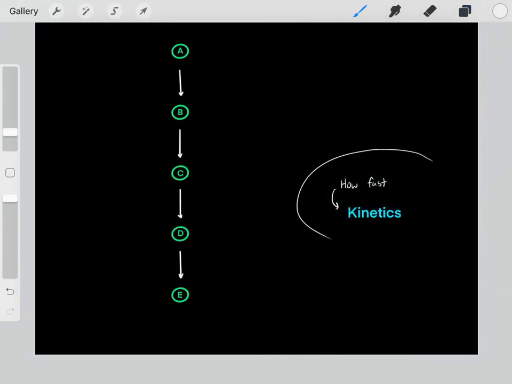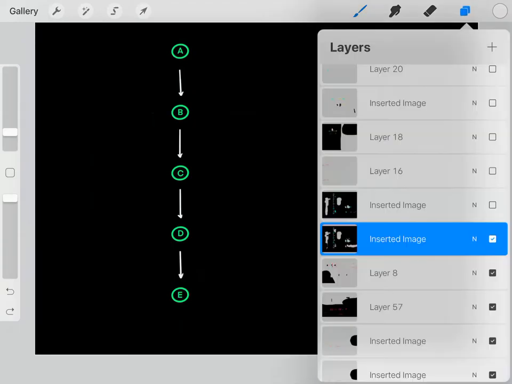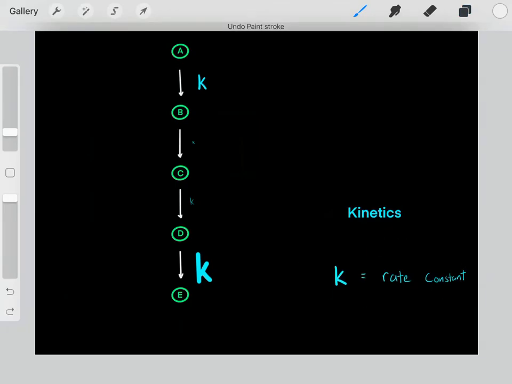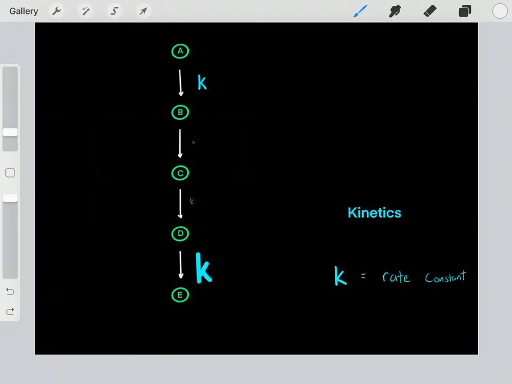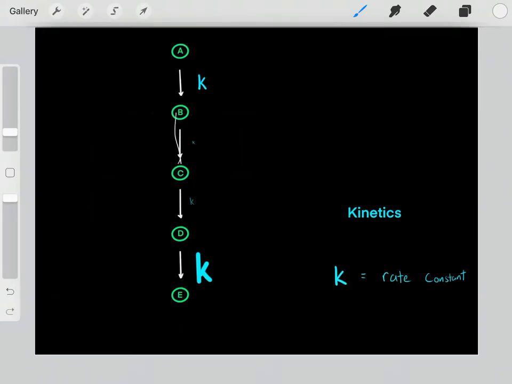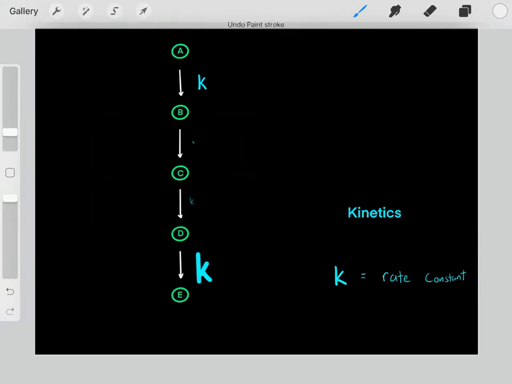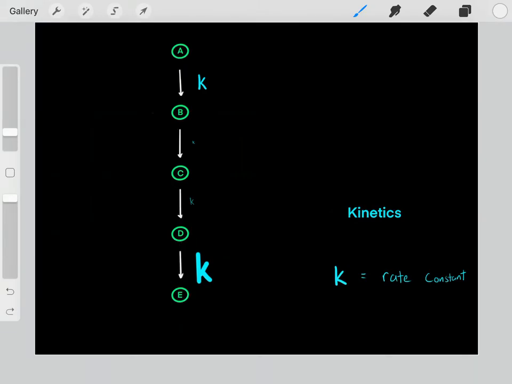But now let's talk about the kinetics, which is telling us how fast a chemical reaction occurs. And every single chemical reaction has its own unique rate constant. And the larger the rate constant, the faster the chemical reaction occurs. For example, maybe taking compound B and converting it into compound C has a very small rate constant. So this chemical reaction has a very small rate constant. Therefore, this reaction occurs very slowly. However, maybe taking compound D and converting it into compound E has a very large rate constant. So if this reaction has a large rate constant, this reaction occurs very fast.